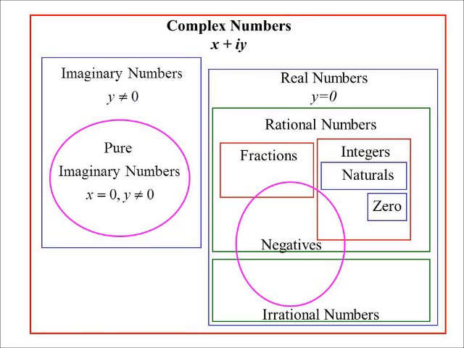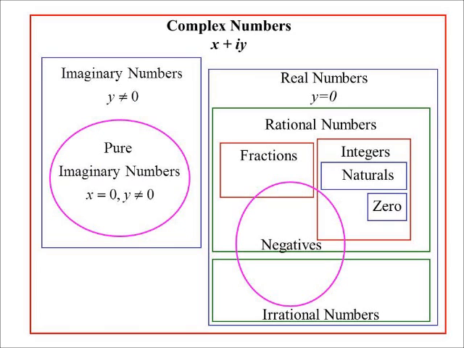Pretty much we just have pure imaginary numbers as a special type of imaginary number, and they're the ones where x does equal 0. But that's pretty much it, okay? Because every complex number is a surd, if you like. So they're all sort of irrational, and as they're irrational, we don't talk about fractions and integers when we're talking about complex numbers.